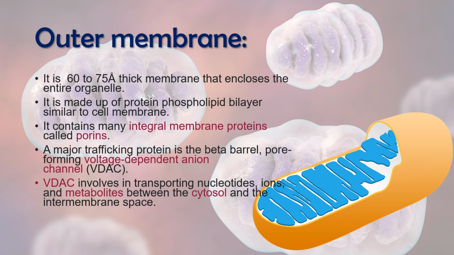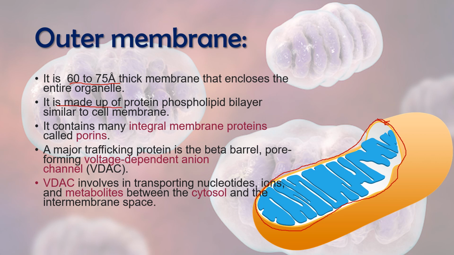Outer membrane, or we can say outer mitochondrial membrane. The outer covering of the mitochondria is known as the outer mitochondrial membrane. It surrounds the complete structure of a mitochondria. Basically, it is 60 to 75 angstrom thick. This particular membrane is about 60 to 75 angstrom thick.